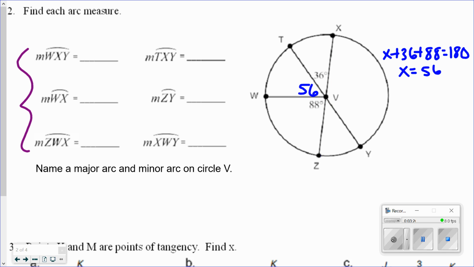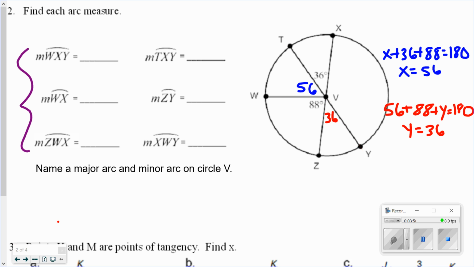Now if I look at this picture again, I notice another diameter here, which means that when I add up all of these angle measures, I'm also going to get 180 degrees. So let's call this Y. We have 56 plus 88 plus Y is equal to 180, and we end up getting that Y is equal to 36.